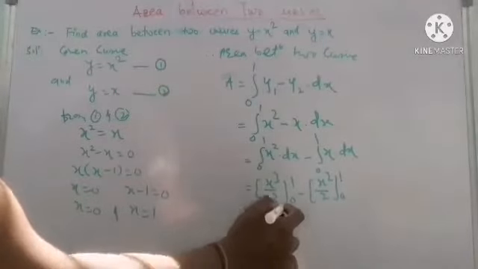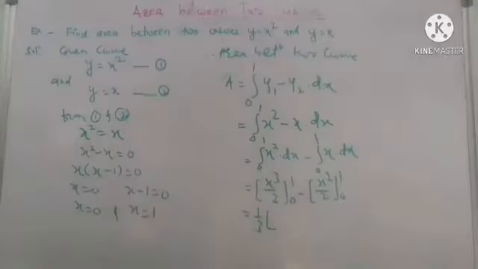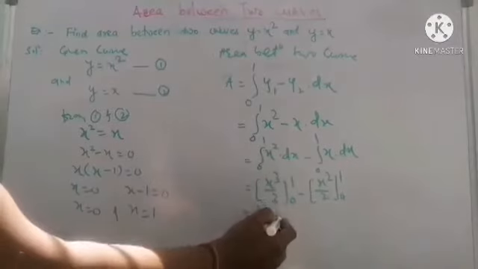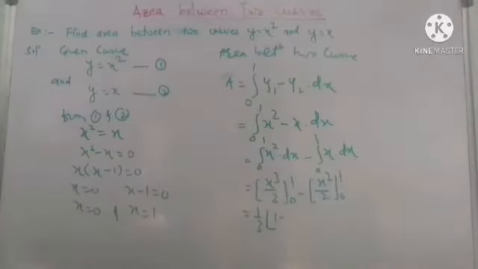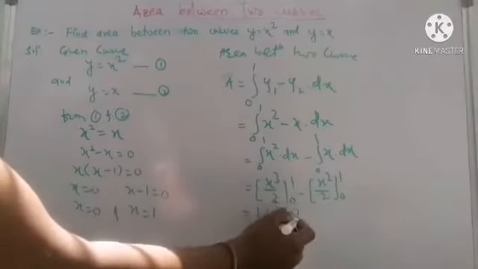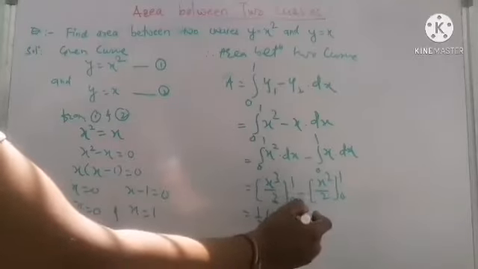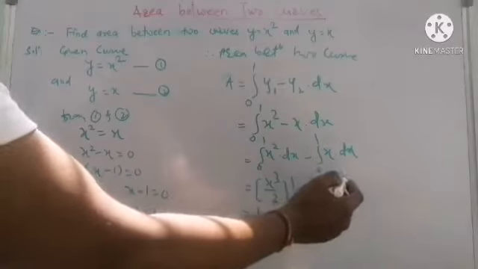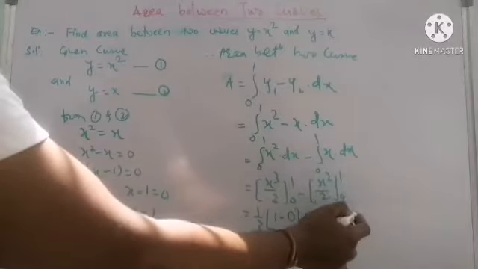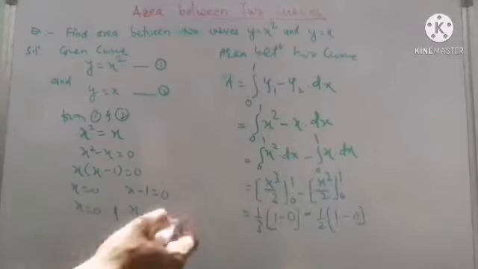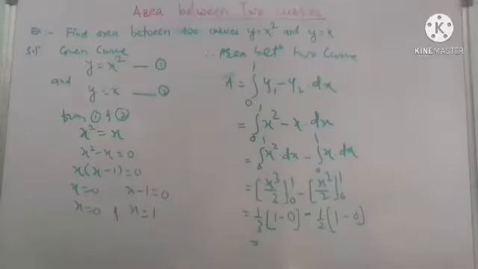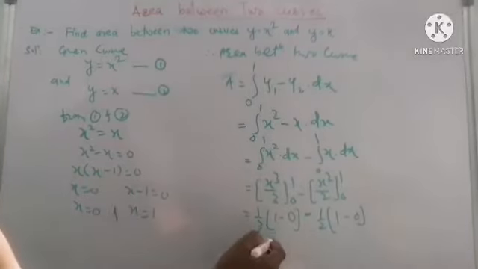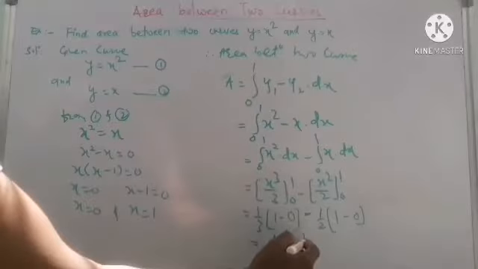As 1 by 3 is a constant, now again the limits are 1 and 0. The power of 1 is always 1, so the upper value becomes 1, and the power of 0 is always 0, so the lower value becomes 0. And in the second bracket also, 1 by 2 is a constant, so we take the upper limit 1 as 1 and the lower value as 0. Now simplifying, 1 by 3 into 1, we get 1 by 3 minus, in the second, 1 by 2.